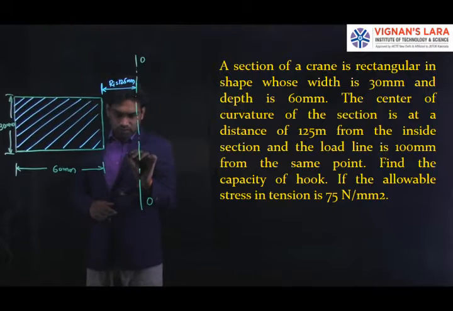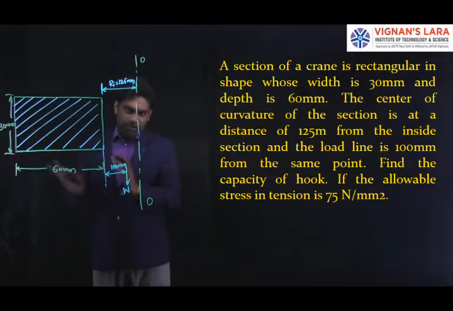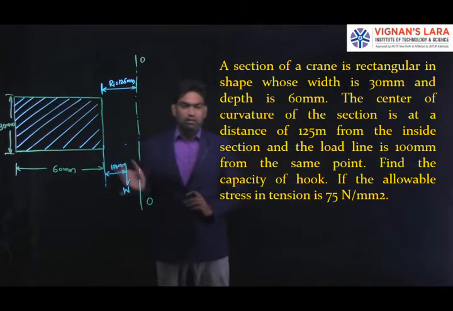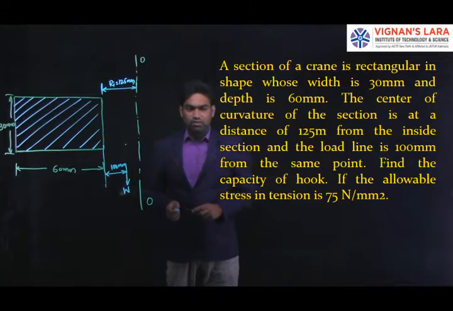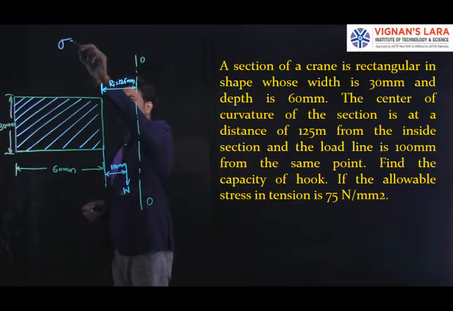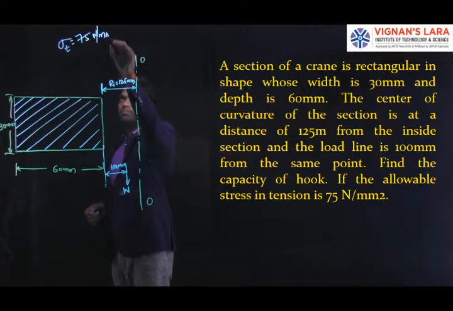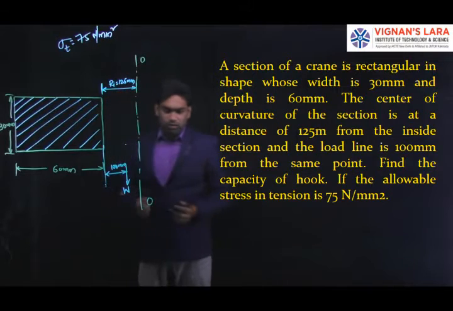I can represent the load with W. The distance from the inner fibers to the load line is given as 100 mm, on the inside of the center of curvature. So find the capacity of the crane hook, and the permissible stress value is given: sigma d equal to 75 Newton per mm square. We need to find the load carrying capacity.